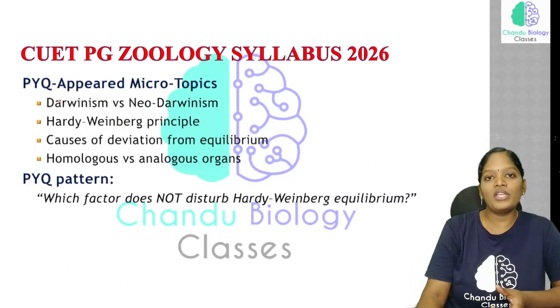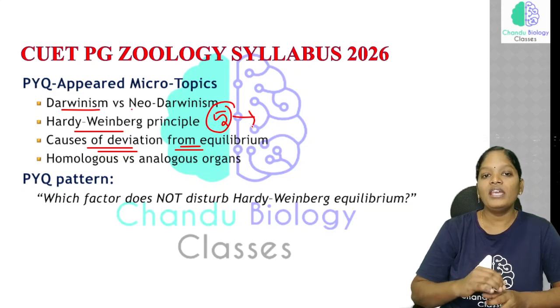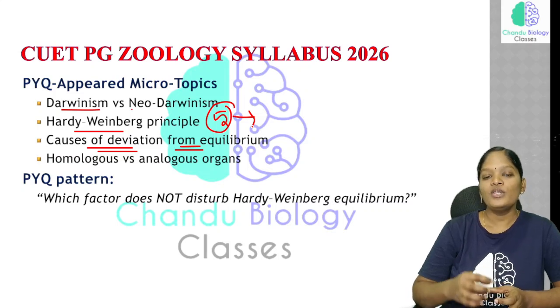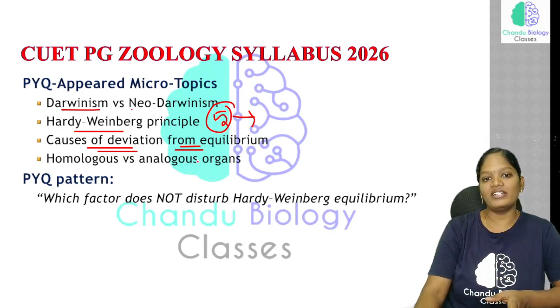Based on the PYQ analysis, questions will frequently come from Darwinism, the difference between Darwinism and Neo-Darwinism, what the Hardy-Weinberg principle is, and what the causes of deviation from the equilibrium are. It means that the 5 conditions explained are those through which the population's genetic makeup will remain constant. That is the principle of Hardy-Weinberg. So if there is any deviation from these 5 factors, it will not be in equilibrium. So what are the deviations?